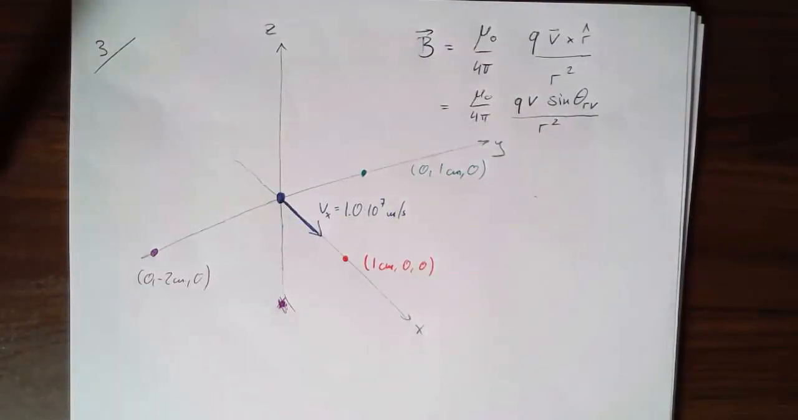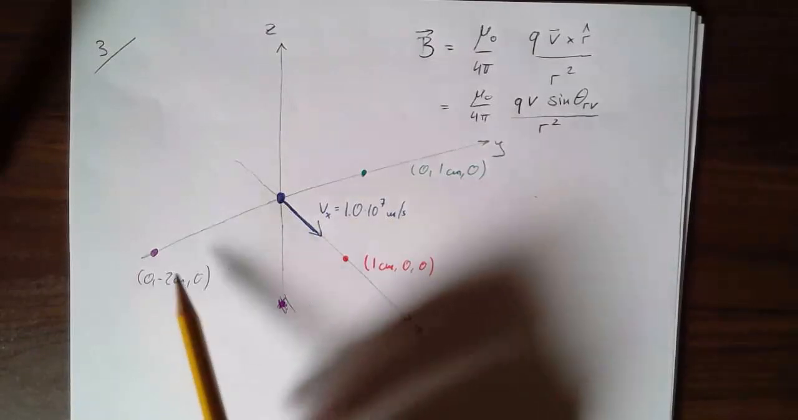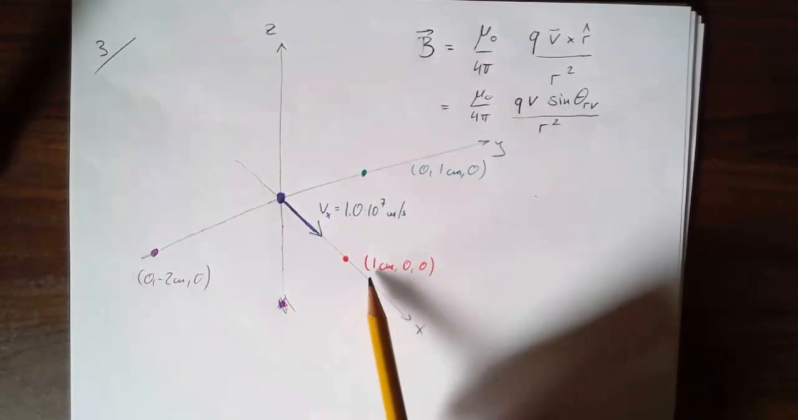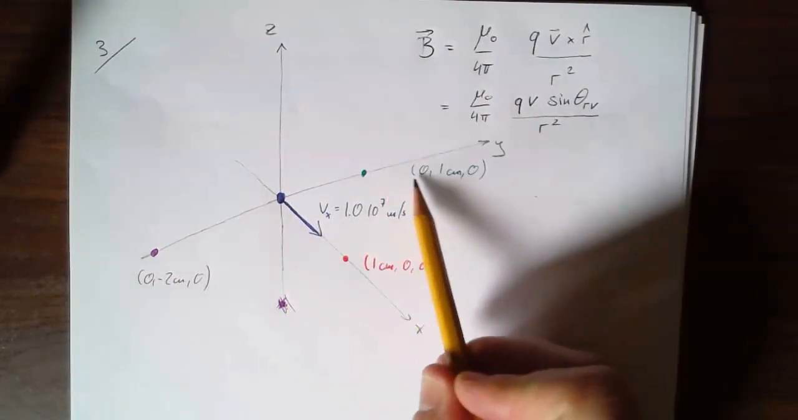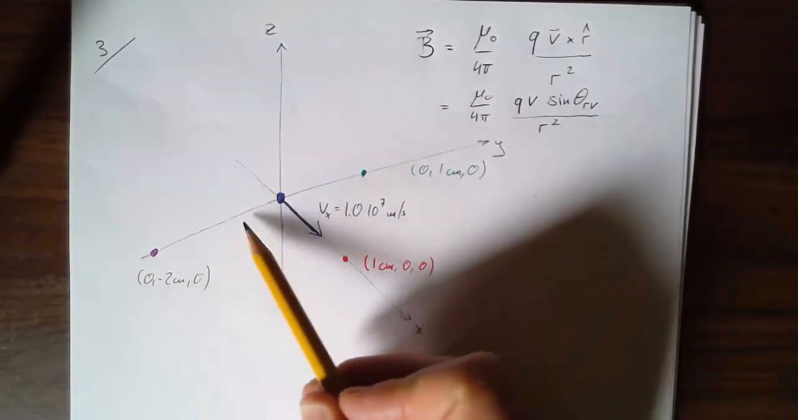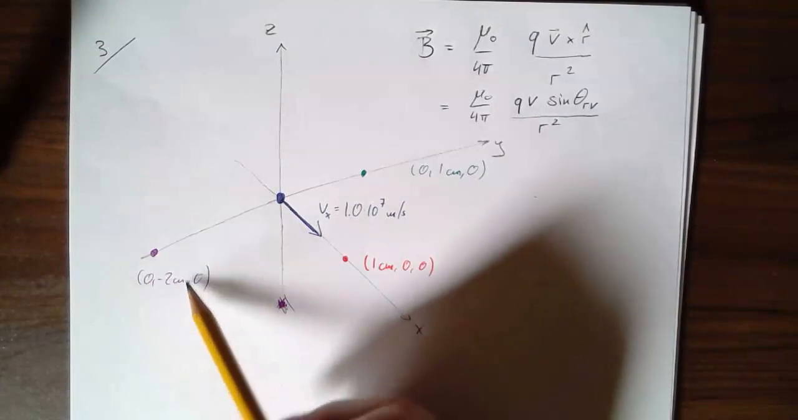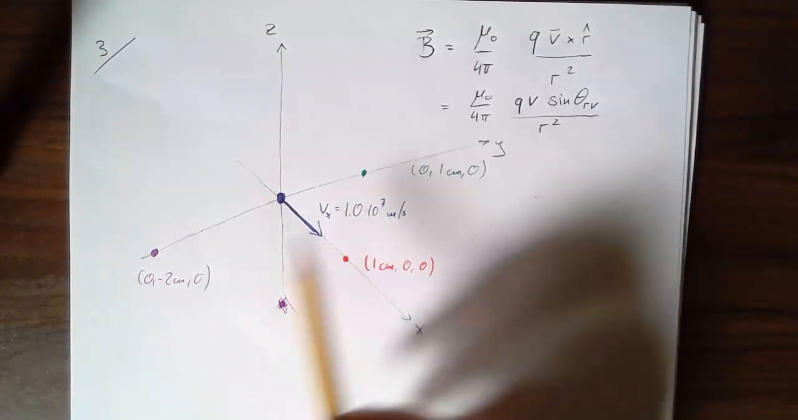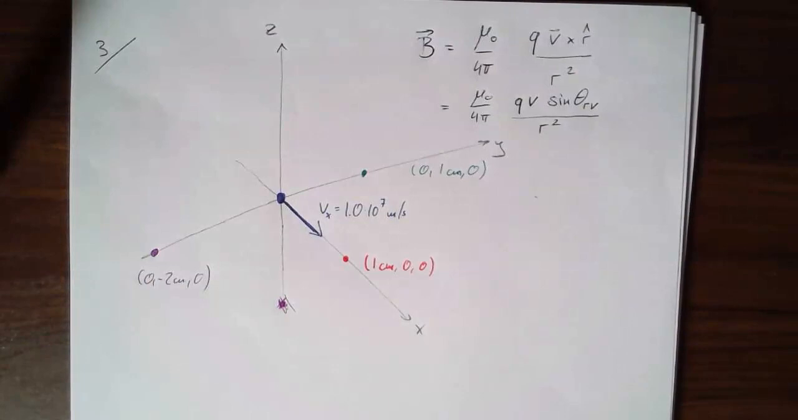So we're asked to find the magnetic field at the points I marked in different colors. At (1, 0, 0), this is in centimeters, (0, 1, 0), which is in the y direction, and then (0, -1, 0), that's in the negative y direction. Notice in magnetism you almost always have to think in 3D, because of this cross product that keeps showing up that requires 3 dimensions to make sense.